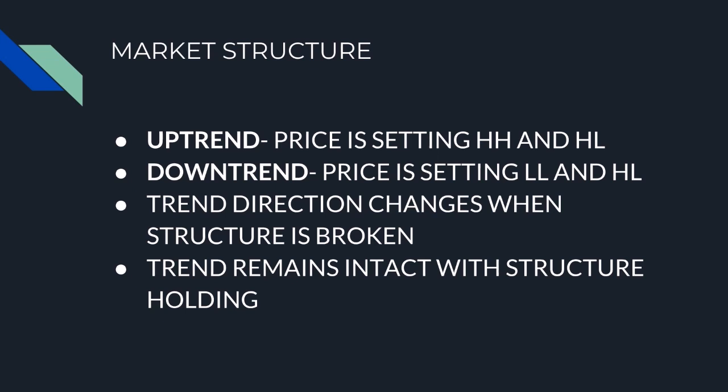Then you've got a downtrend. Price is setting lower lows and lower highs. Sorry, I typed the wrong thing in there. That's supposed to be lower high. Those are just backwards. So in a downtrend, price is setting lower lows and lower highs. In an uptrend, price is setting higher highs and higher lows.